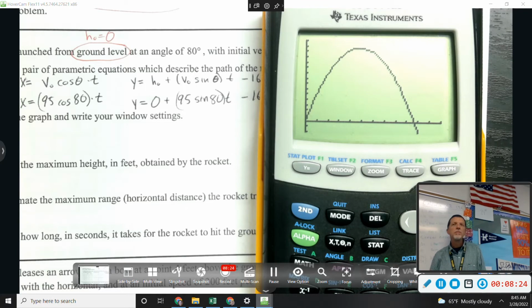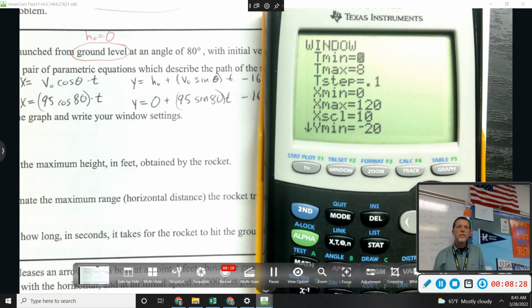So, could you go back to your window, like how it was set? Because mine keeps on resetting, like every time I graph it. So 0 to 8, step of 0.1. Usually 0.1 is fine. If your step is too big on your t, then your graph is not going to be nice and smooth.